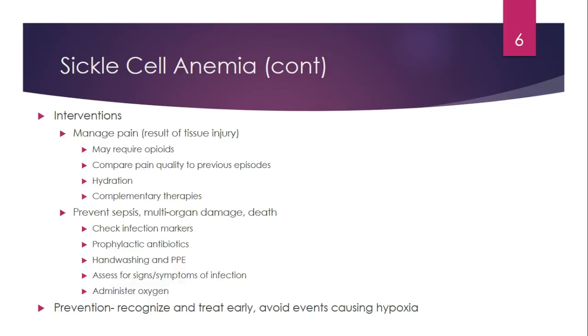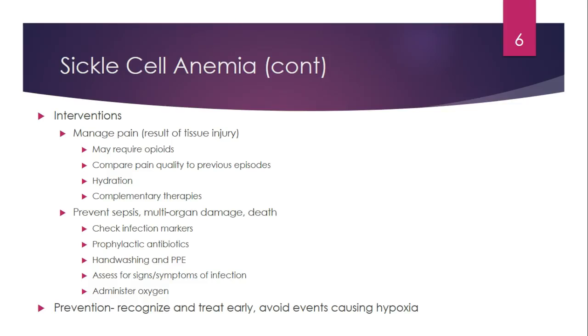Intervention: they typically have pain. This can be resolved with some opioids. Generally speaking, we're using some morphine because that has a vasodilation effect. Other things we can do is compare pain to previous episodes. Is this similar or is this worse? And then hydrating, lots of fluids, trying to open up that vasculature to resolve any of this clotting and problems of getting those cells wedged in the vasculature.